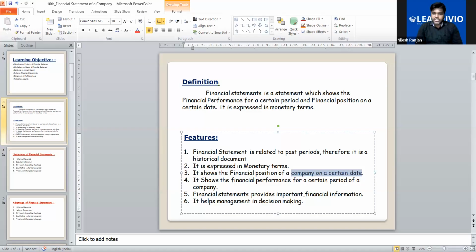Now, next is financial statement provides important financial information. Now, what is important information? First of all, if you're doing a business, you have to take different types of decisions for better operation. For this decision making purpose, you need some information, because when you take a decision on the basis of certain information, then that decision is good. If you are taking a decision without knowing anything, then it will be very bad.